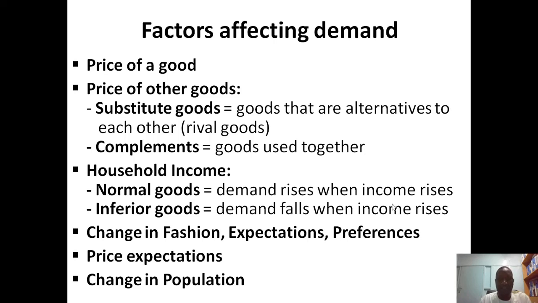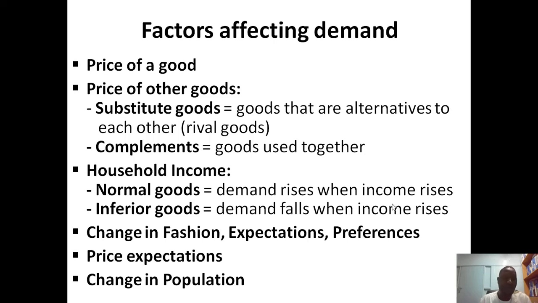So how does the change in the price of one complement affect the demand for the other complement? If A and B are complements, the increase in the price of A causes the demand for B to fall. The increase in the price of one complement will cause the demand for the other complement to fall. For example, the increase in the price of car means that people will buy fewer cars, and so there will be less demand for fuel as well. The other factor that affects demand is changes in household income.